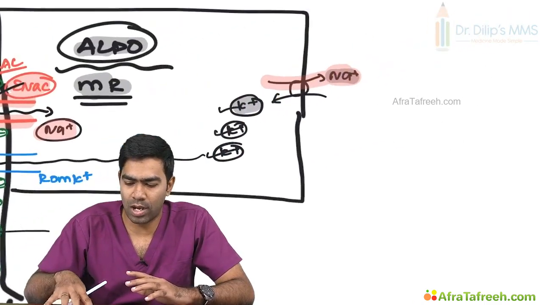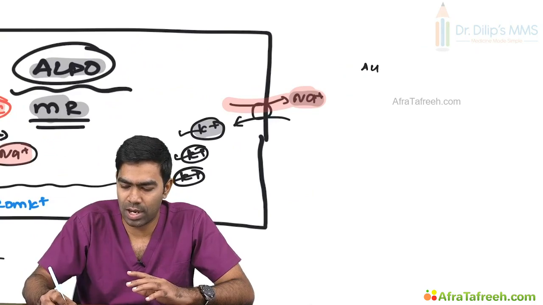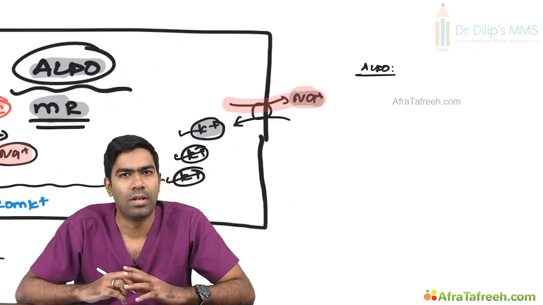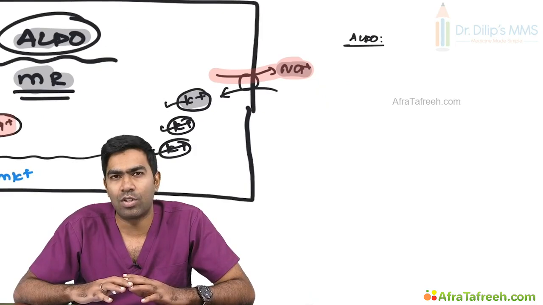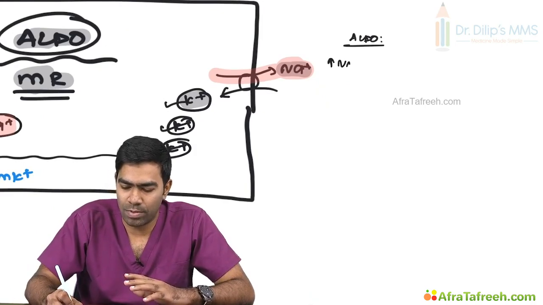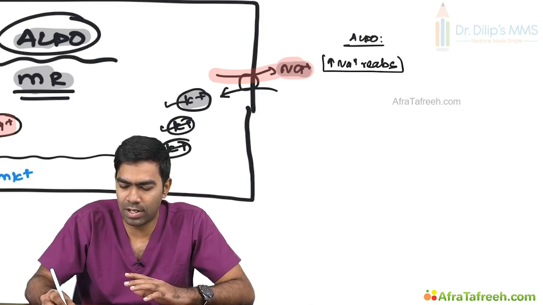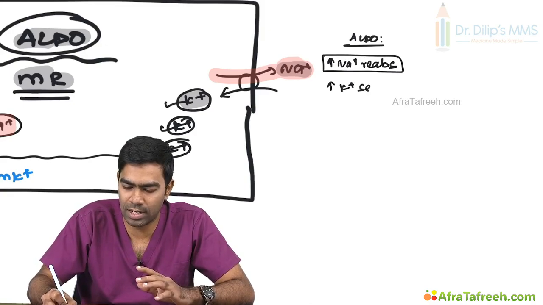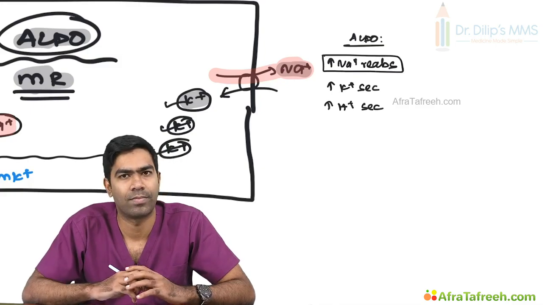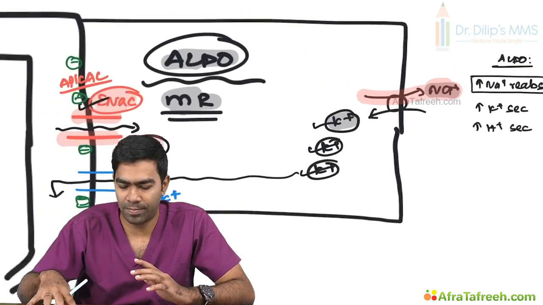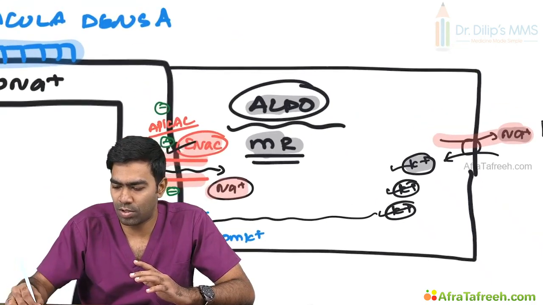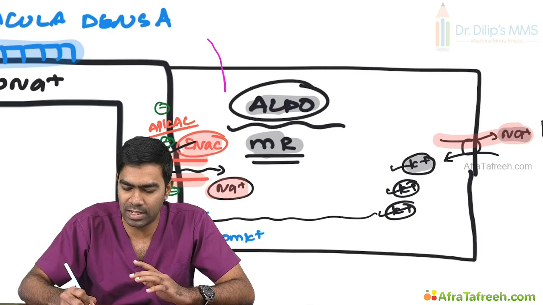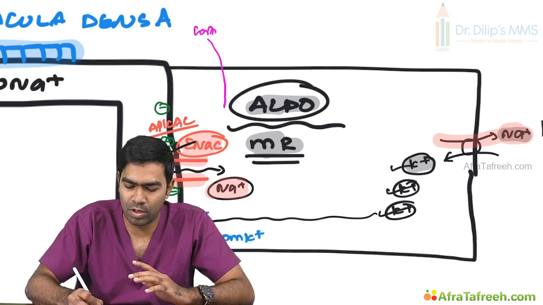Which means what are going to be the effects of aldosterone action? Aldosterone is going to increase sodium reabsorption. There's no doubt about that. And as a result of increased sodium reabsorption, you are going to result in increased potassium secretion as well as increased H+ secretion. And remember the fact, cortisol also has a very, very decent affinity for these mineralocorticoid receptors.